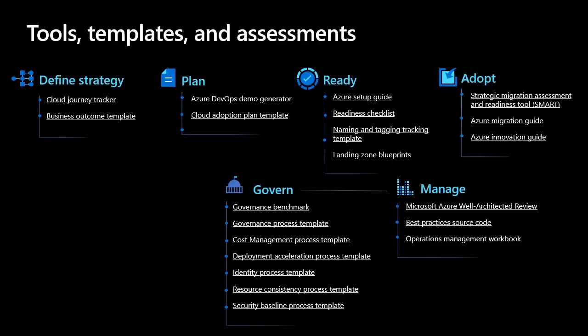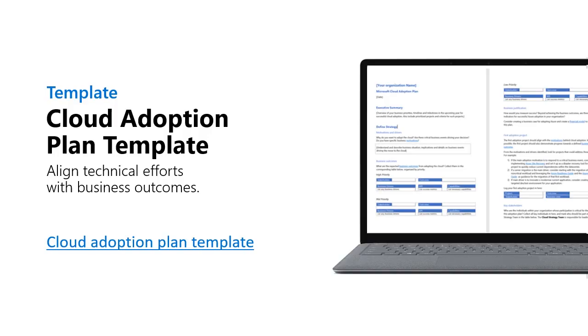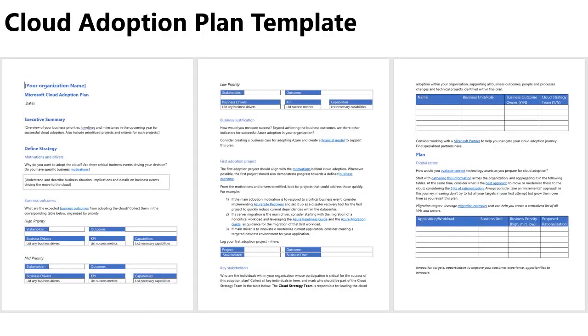Now let's take a look at the tools that are available in the plan phase. I'll show you a couple of these tools. The first tool that you would see is a template called the Cloud Adoption Plan Template. So the Cloud Adoption Plan Template is actually a Word document. So the Word document looks kind of like this. So this is the first 3 pages of the Cloud Adoption Template.